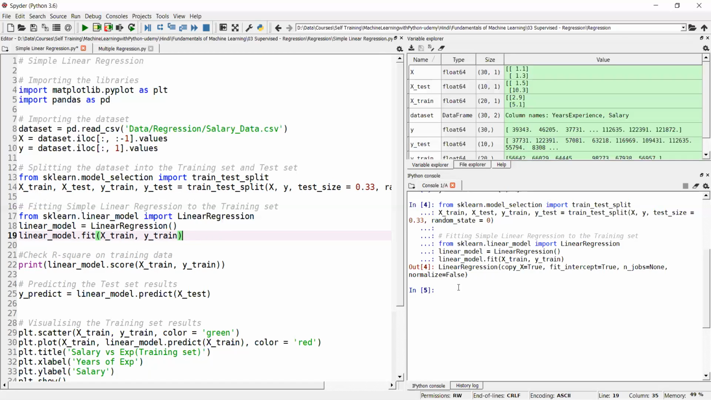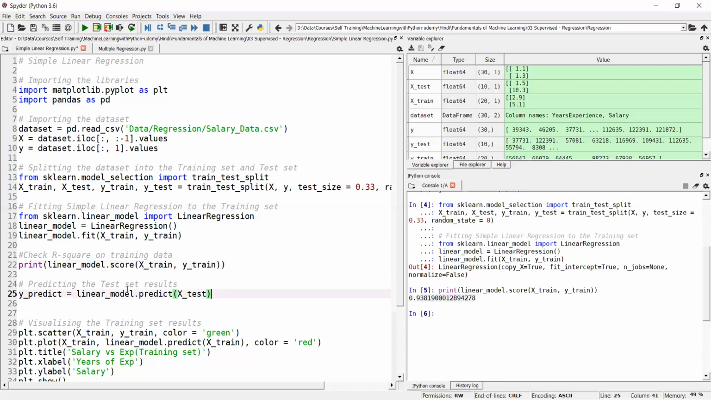So we ran it and we can see that it made the model. Okay. Now check the R square value. So this is the R square. R square is nothing, but I will explain later. Okay. We'll come to R square later on, not right now.